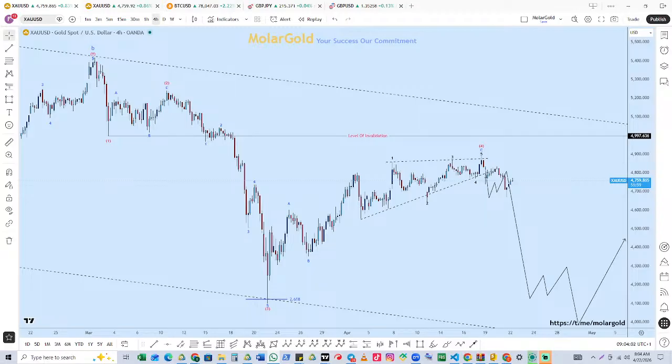Okay, yeah. So let's get into the real action for today. Today, what are we expecting? We will do a little calculation, a little analysis on the next move of gold. All right, so let's get into it.